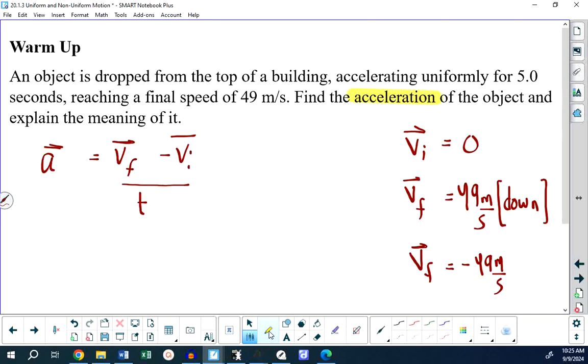Yep? Our booklet has 50 meters. Yeah, it's 50. No. Oh, interesting. Okay. Now, I'll change it to match yours. Sorry about that.